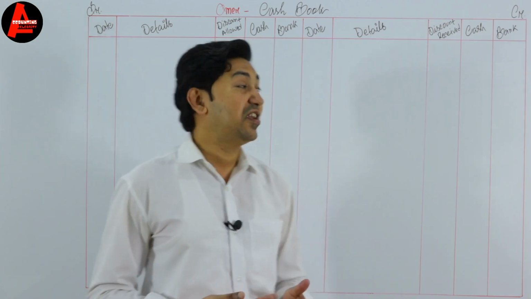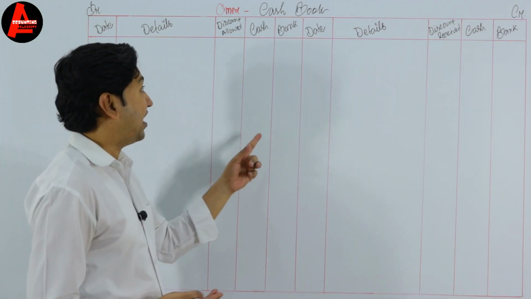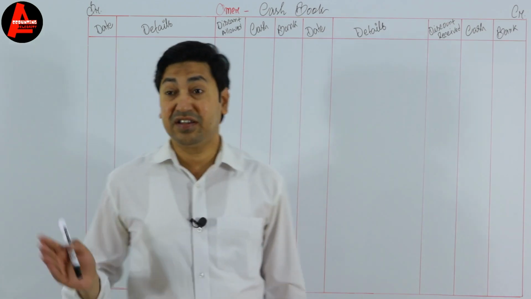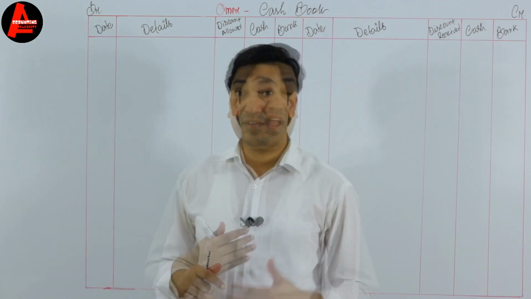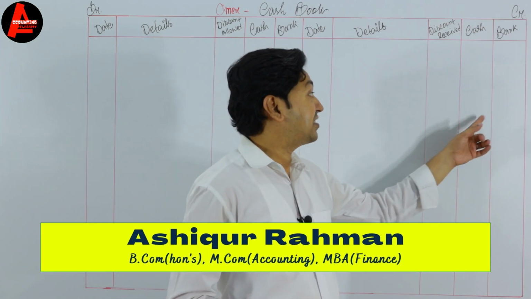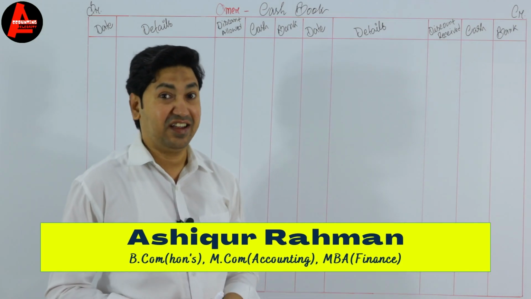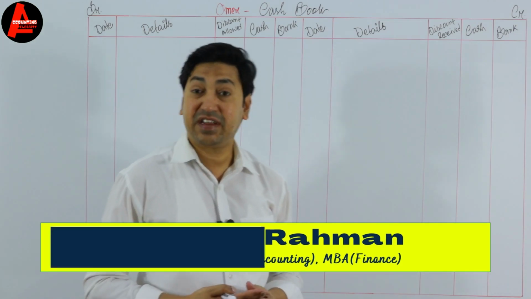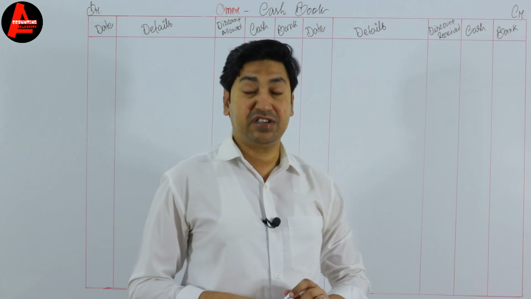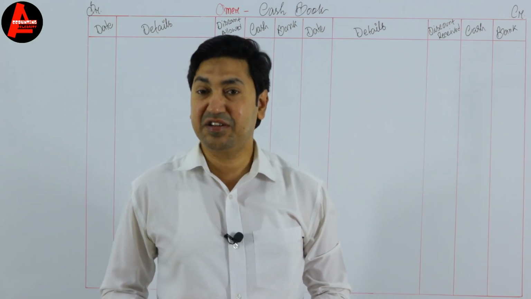Here you see date, details, discount allowed, cash and bank columns on the debit side. And here, the same: date, details, discount received, cash and bank columns on the credit side. For your better understanding, today we will take a question from the 2023 IGCSE accounting first paper.